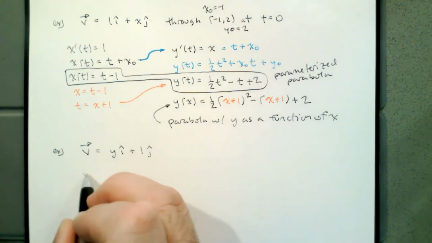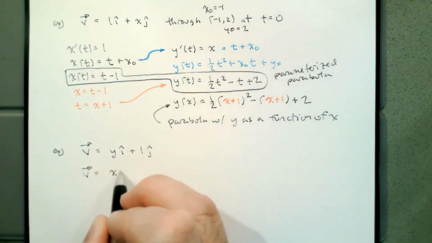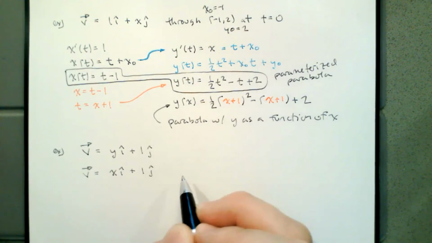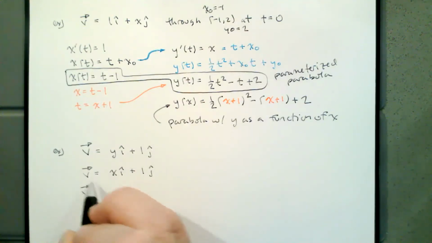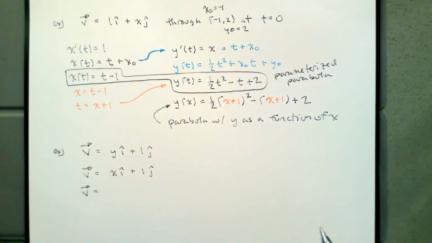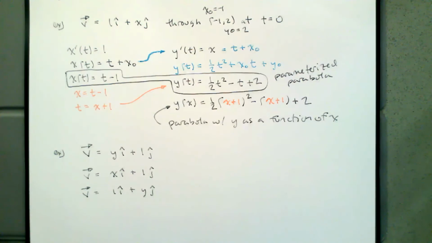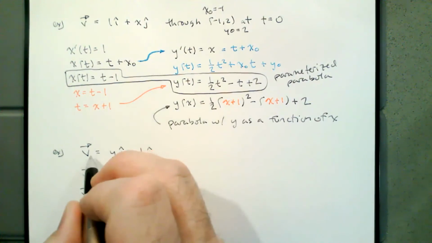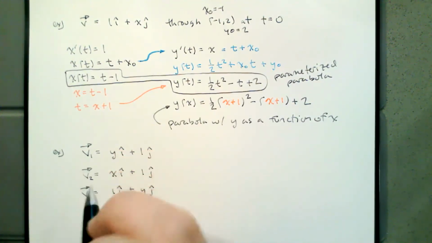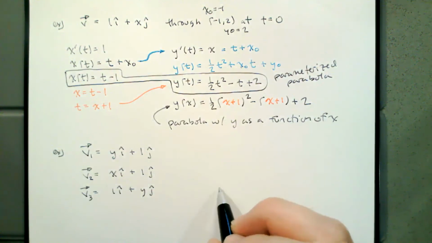What if I changed my velocity field to x times i plus 1 times j? What if we changed our velocity field to, let's see, what haven't I done? 1 times i plus y times j. I just rattled off 3 more vector fields. Let's label them. We don't want to go through all of them, but we should certainly take a couple of these and think about what they might look like.